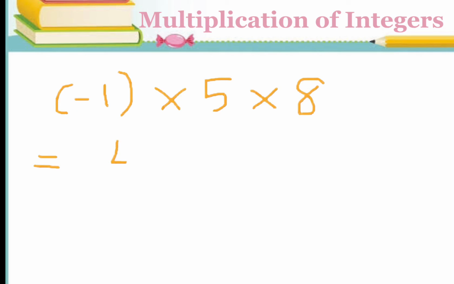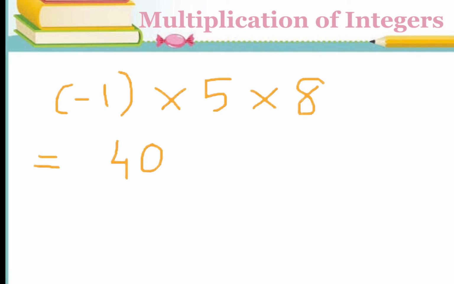For example, the next question asked to you is minus 1 multiplied with 5 multiplied with 8. I would like to give you an advice that you should always multiply the digits first, and then you should decide which sign to keep. So let's multiply first. After multiplying 1 with 5, we get 5 as the answer, and 5 eights are 40. So we will get 40 as the answer here.